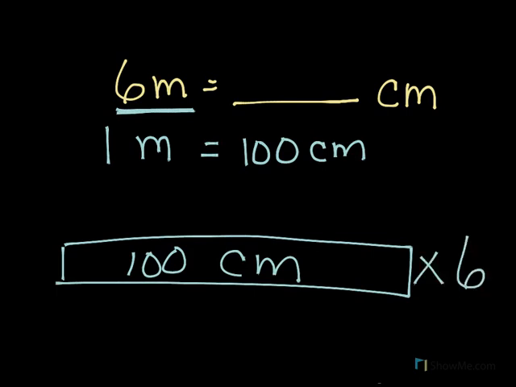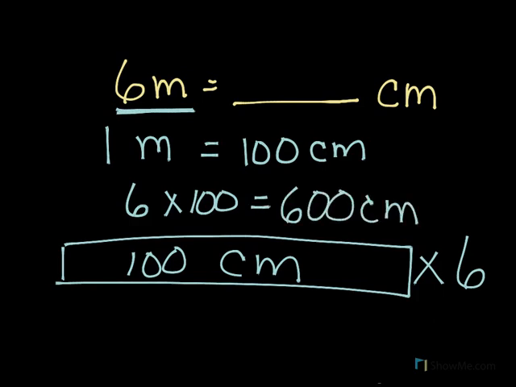So I'm going to multiply. I'm going to take 6 times 100 to get 600 centimeters. So if I have 6 meters, I would have 600 centimeters.